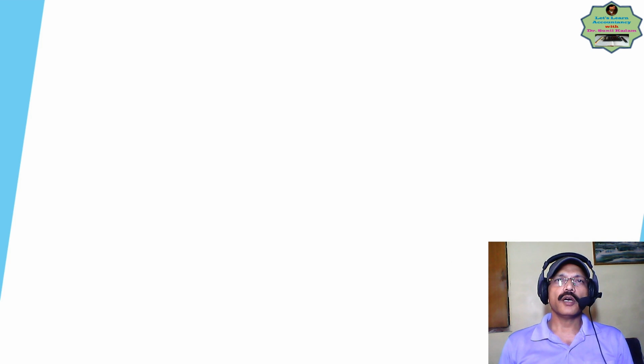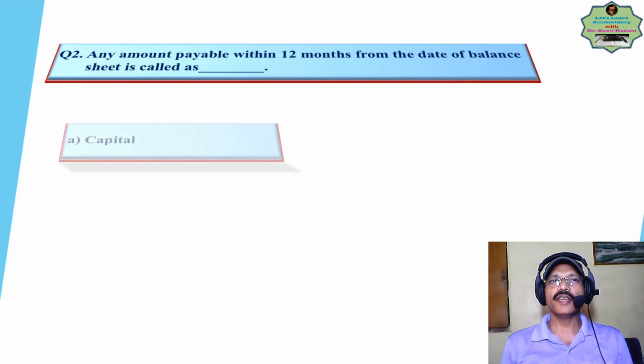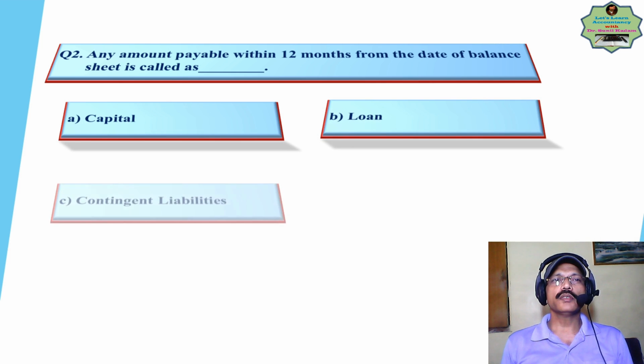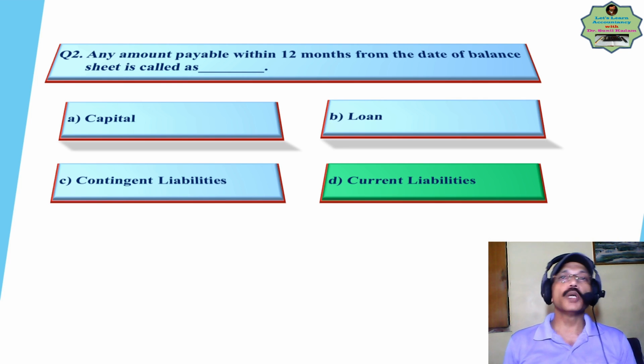Objective number 2: any amount payable within 12 months from the date of the balance sheet is called as: option A, capital; loan; contingent liability; and current liability. Any amount payable within 12 months from the date of the balance sheet is called a current liability, because dues which are paid within 12 months from the date of the balance sheet are current liabilities, and those not paid within 12 months are non-current liabilities.